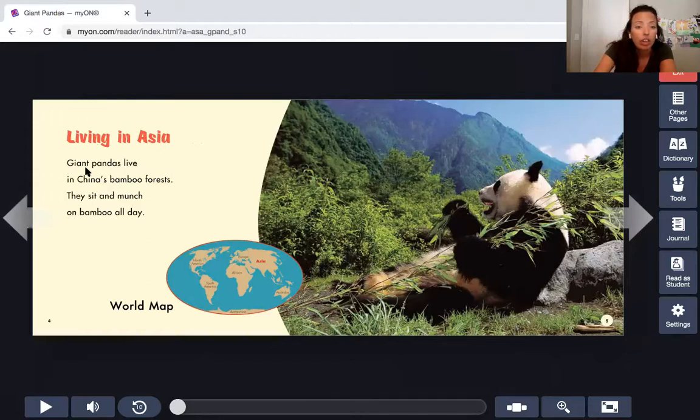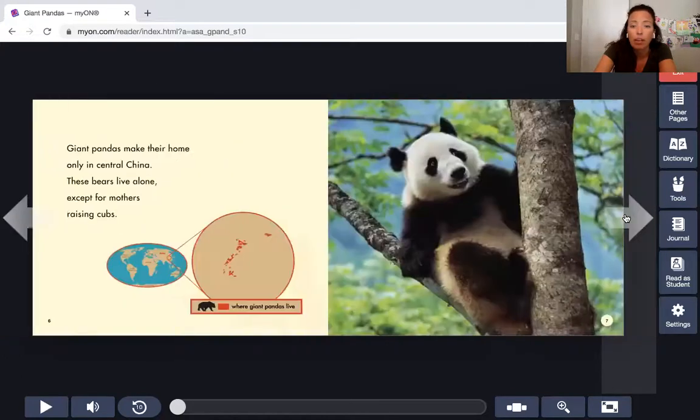Living in Asia, giant pandas live in China's bamboo forests. They sit and munch on bamboo all day. No, I think that page mostly told me about where they live and what they eat. So that's not going to tell me about their body. Giant pandas make their home only in central China. These bears live alone, except for mothers raising their cubs. No, that page was mostly also about where they live.